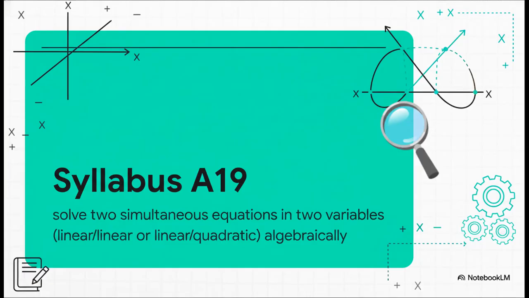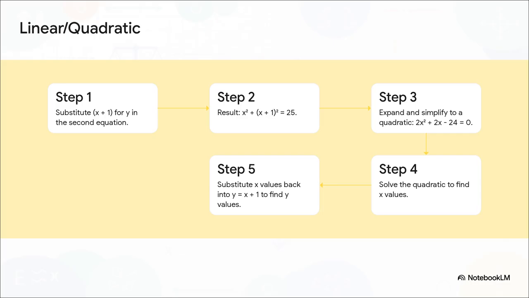So the syllabus says you need to be able to handle 2 linear equations together, but the real step up for higher tier is solving a pair where one is linear and one is quadratic, and this almost always uses a method called substitution. Let's walk this one through.